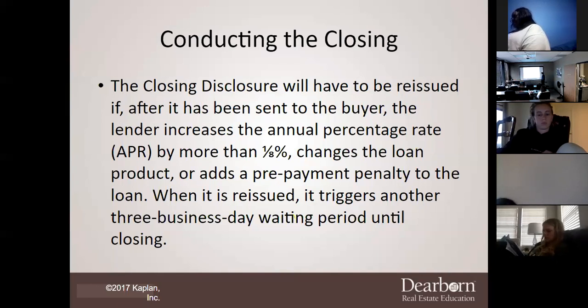So if the APR goes down, it's not a big deal. It's not going to change anything. But if it goes up by even 1/8 of a percentage, they're going to have to redo the entire loan, and you're going to have to wait another 3 business days. So if you're right before closing and it changes right then, you have to push closing back another 3 days, because it'll take at least 3 days for them to redo the loan. And that's even just 1/8 of a percent. 1/8 of a percent can cause the whole thing to need to be reissued.